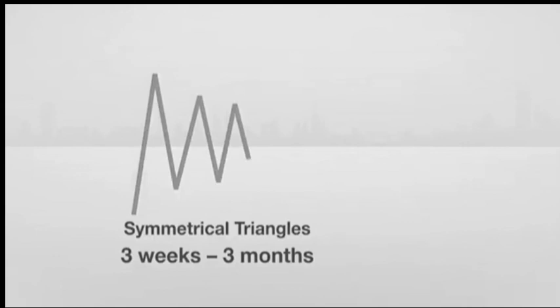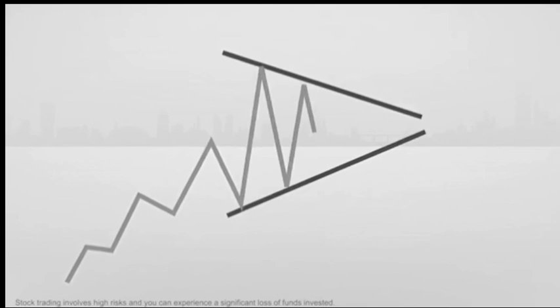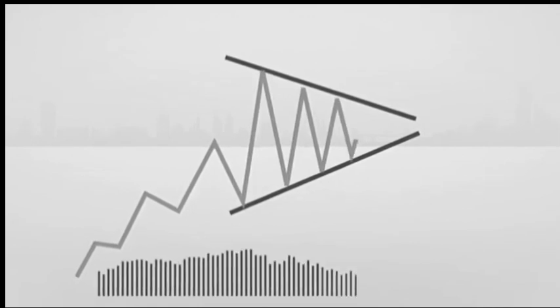The next way to confirm a symmetrical triangle is by examining its time frame. Triangles usually take between 3 weeks and 3 months to form. If this pattern forms in less than 3 weeks, it's generally considered a pennant. Now that you know how to identify a symmetrical triangle, let's discuss how they can be used to identify potential buy and sell signals.